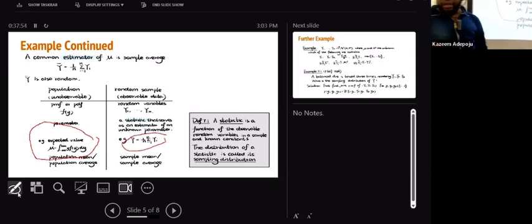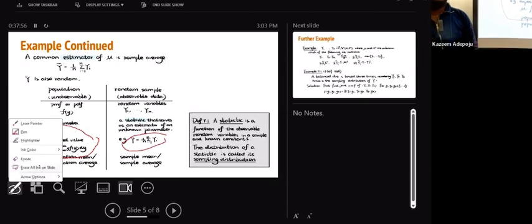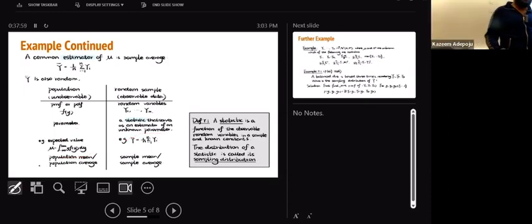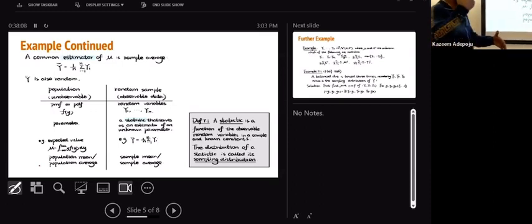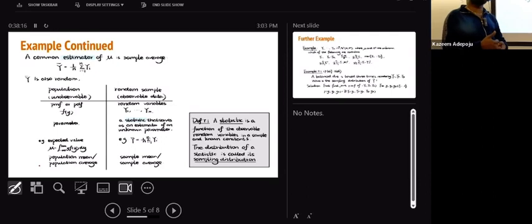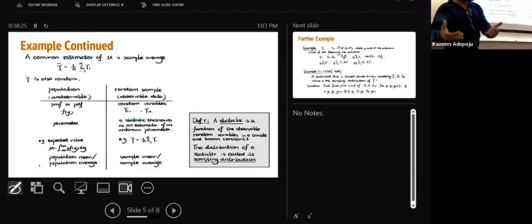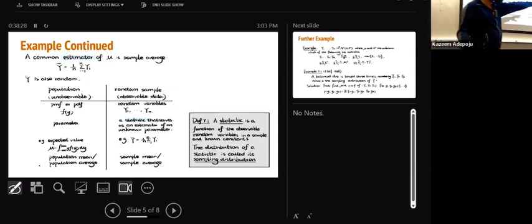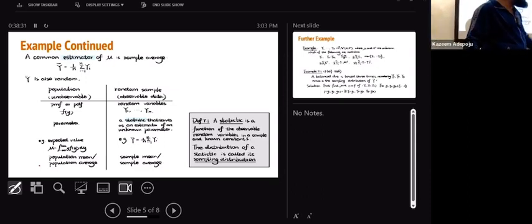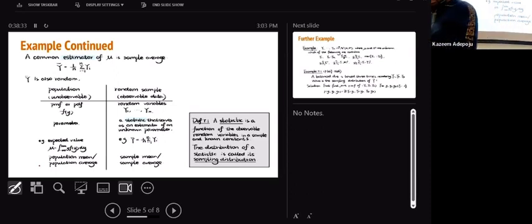But let me tell you this. They are never going to be the same because the model is not the same as reality. But we actually want to put the necessary machinery in place to ensure the closeness of the sample mean to the population mean. So a statistic is a numerical summary of the sample. We also call it a function of the observable random variables and known constants.